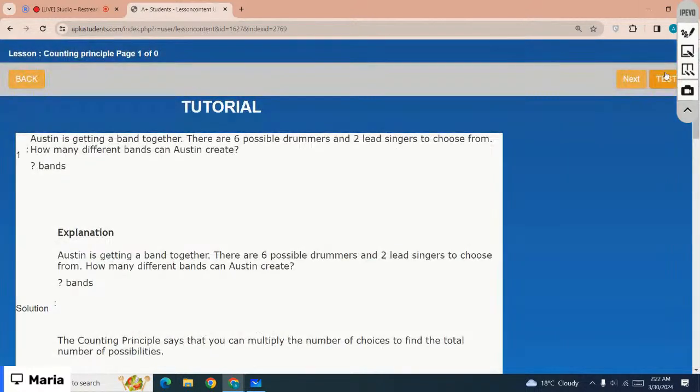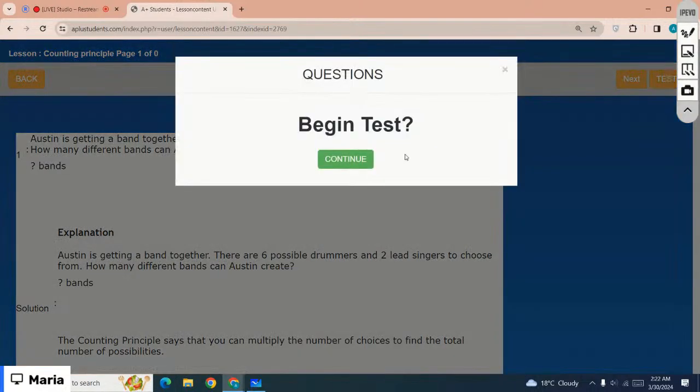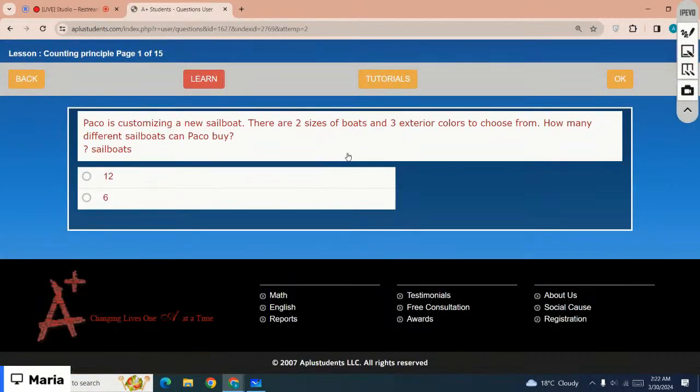Okay, let's just start with the test questions. Paco is customizing a new sailboat. There are two sizes of boats and three exterior colors to choose from. How many different sailboats can Paco buy?